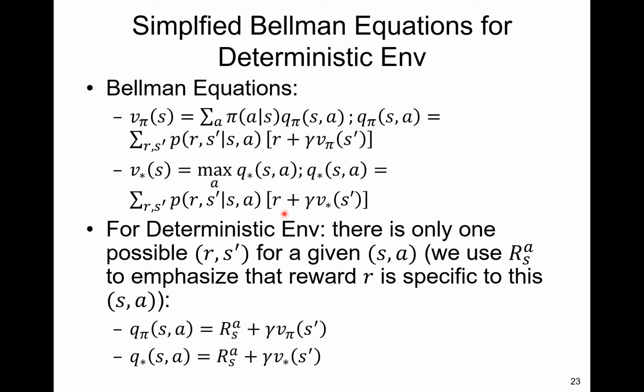So if you have a deterministic environment, you can simplify these Bellman equations for Vs with this simplification. If it's deterministic, then for a given state action pair, you have only a single possible next state S prime and the reward R. So the sum becomes a single term with a value 1 for the P term. So it simplifies into this.